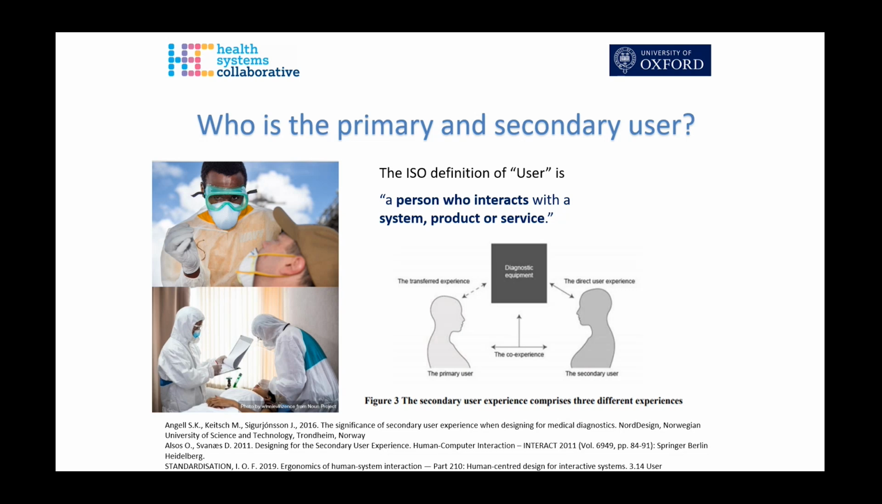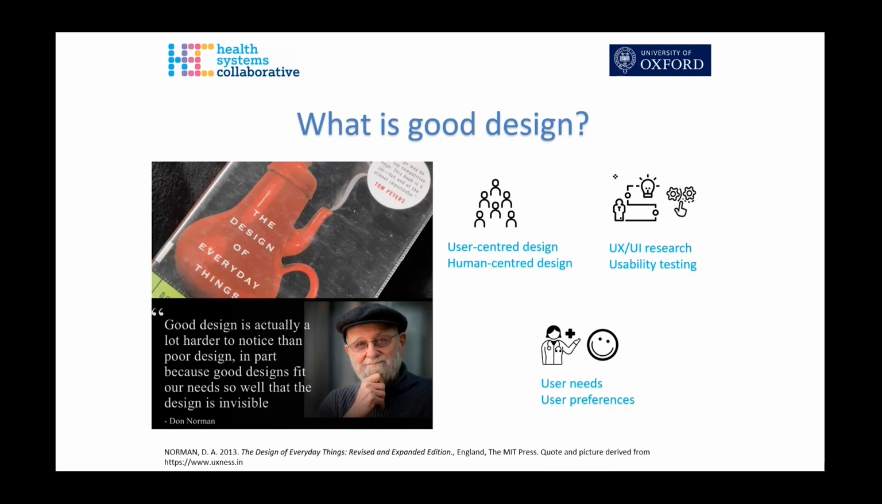So with this study, they could prove that any system or any device affects both the primary and the secondary user, even if, or rather because, the device has not been designed with the secondary user in mind as a target group. So you could now ask the question, what is good design? And I would like to quote Don Norman again, because I think he gives a very simple answer to the question what good design is. Good design is a lot harder to notice than poor design, simply because good design fits our needs so well that the design is invisible or not recognizable.